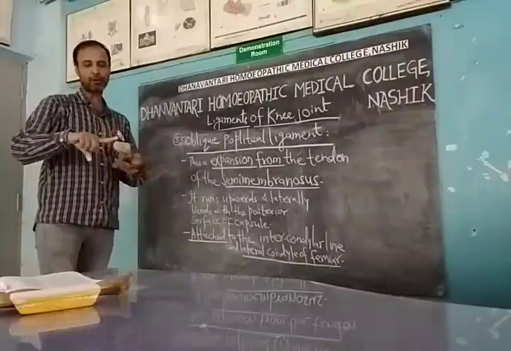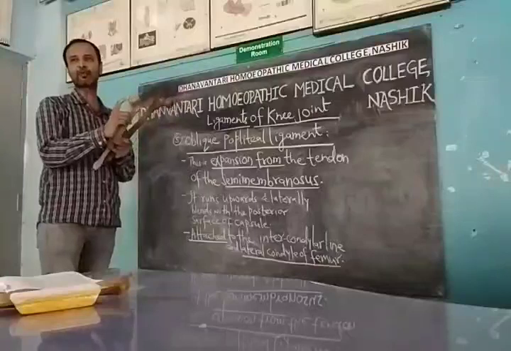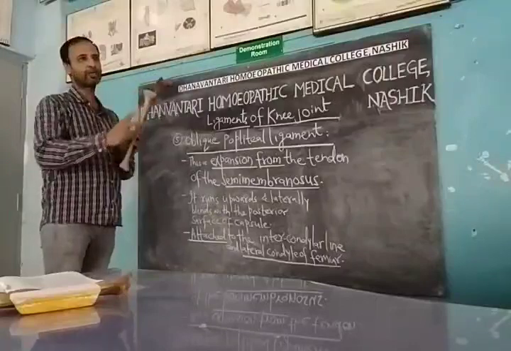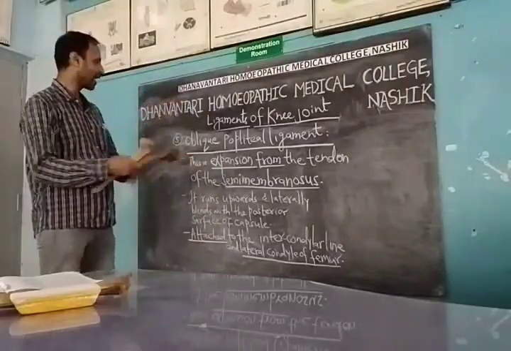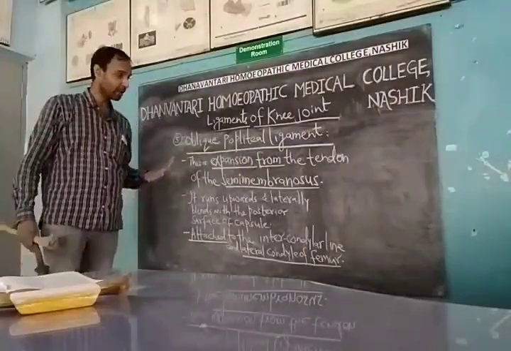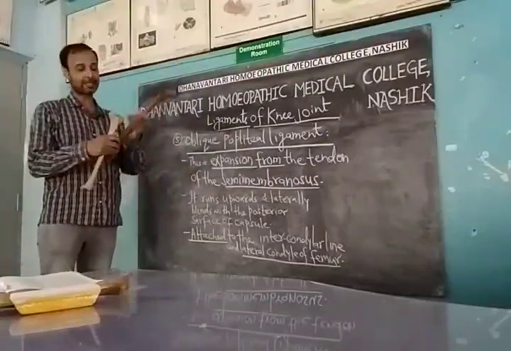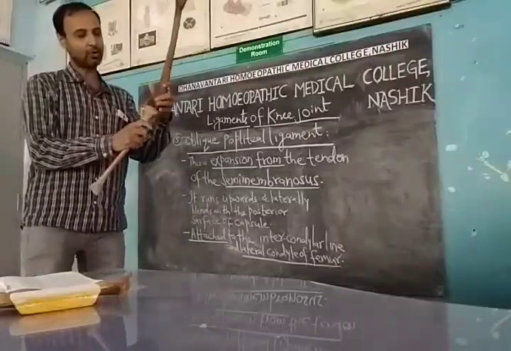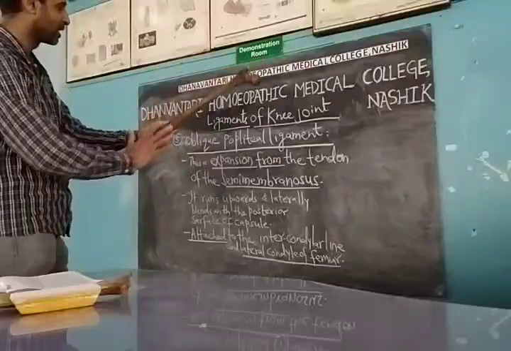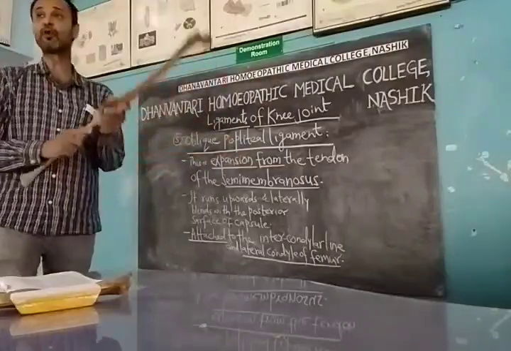It goes obliquely from medial to lateral. From here is the insertion of the semimembranosus, from the medial condyle of the tibia. So it is an expansion from the tendon of the semimembranosus, and it runs upwards. Here we can see it runs from the tendon upwards this way. So it runs upwards and laterally, because it goes from medial to lateral.